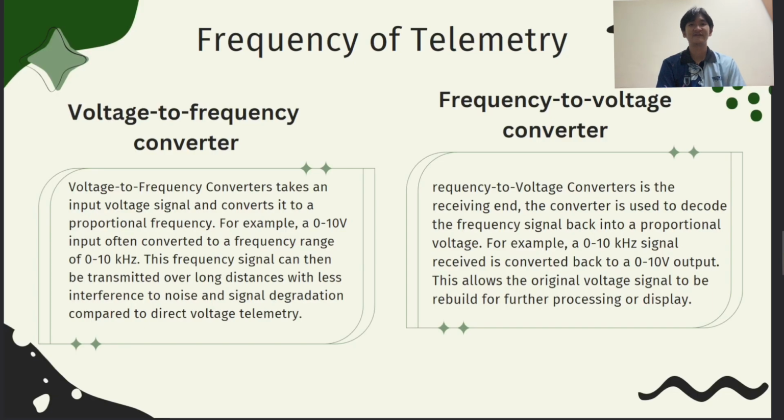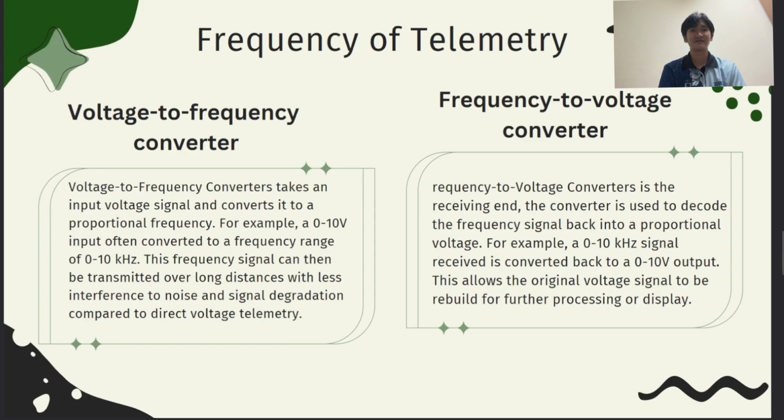Up next is frequency telemetry. Voltage-to-frequency converters take an input voltage signal and convert it to a proportional frequency. For example, a 0 to 10 volt input is converted to a frequency range of 0 to 10 kHz. This frequency signal can then be transmitted over long distances with less interference from noise and signal degradation compared to direct voltage telemetry.